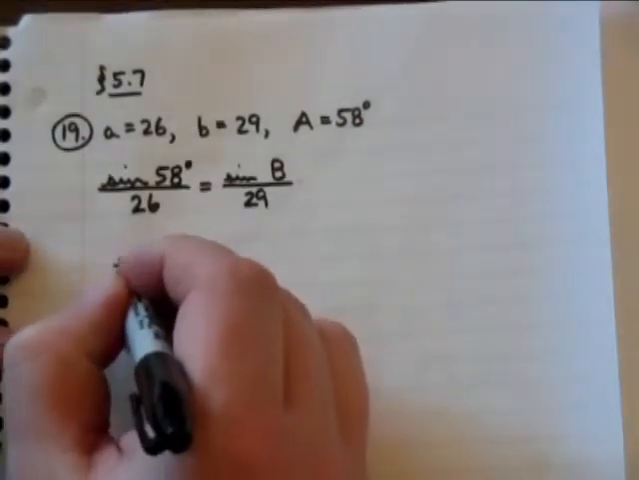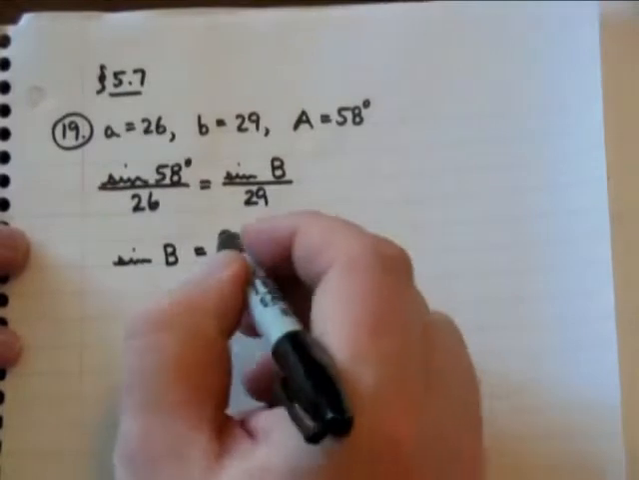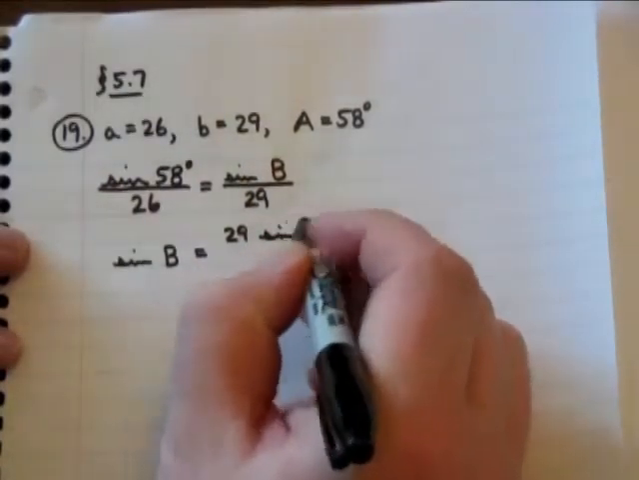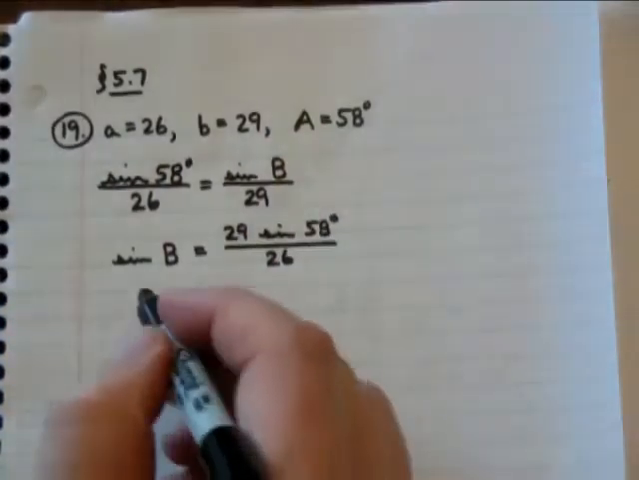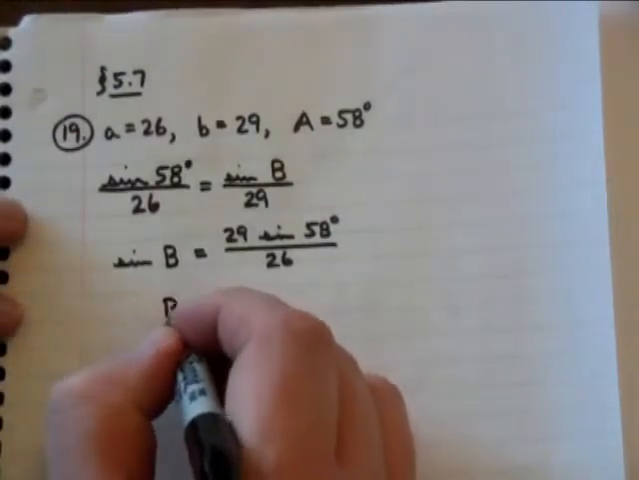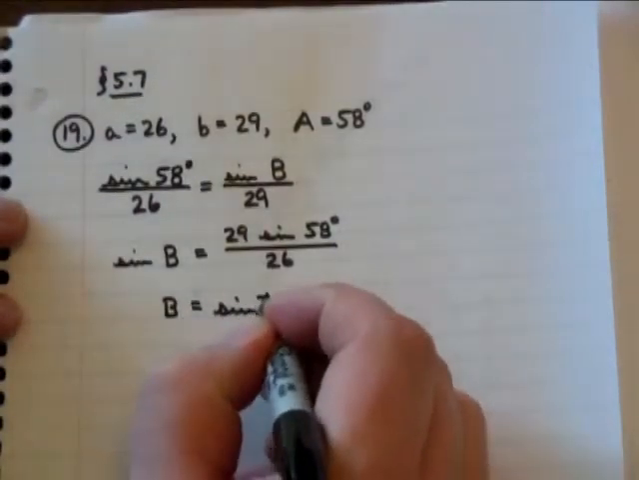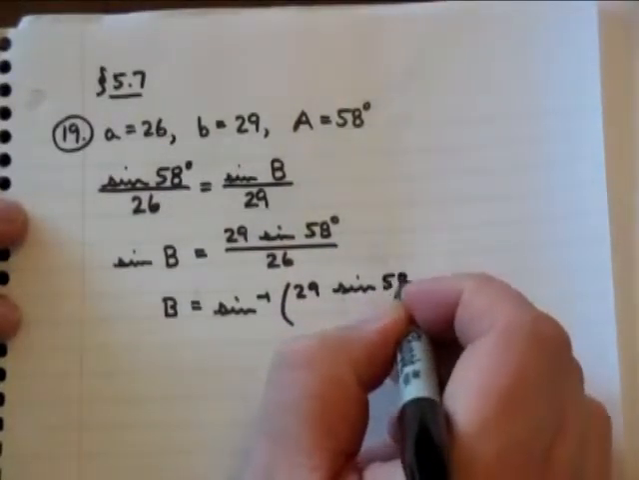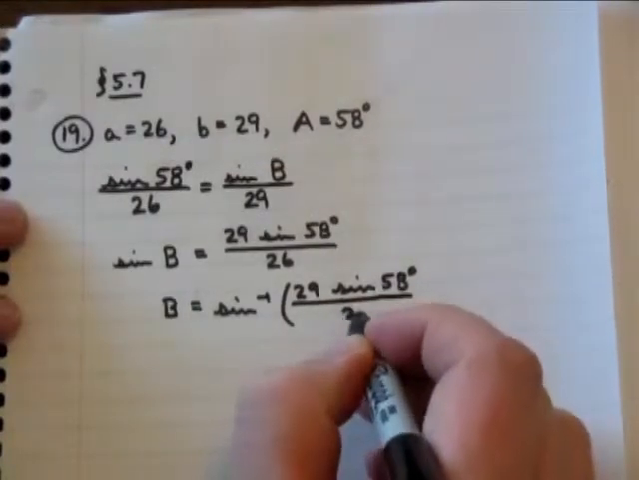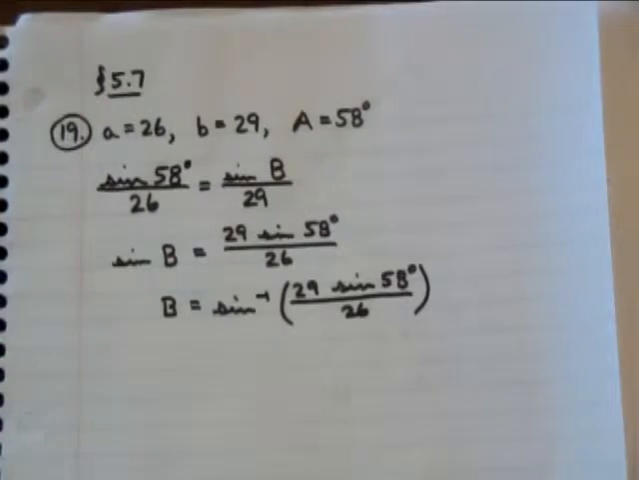Alright, just like before, we want to solve for the letter B. So I multiply both sides by 29. And then I can plug this information into my calculator. I would recommend that you go ahead and take the inverse sine of both sides before plugging it into your calculator, since in this particular case the numbers that you would plug into your calculator would not be very accurate otherwise. So go ahead and type that into your calculator. We've got the inverse sine of 29 times sine of 58 degrees divided by 26.